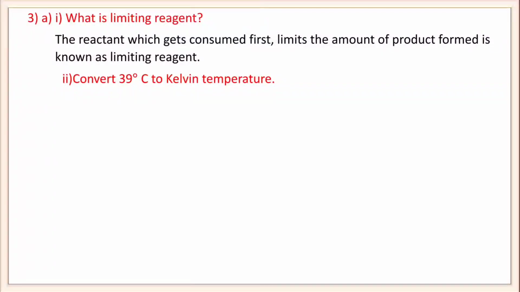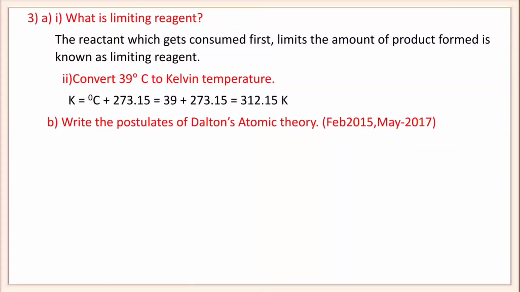Convert 39 degrees Celsius to Kelvin. You know, whatever degree Celsius is given, you have to add 273.15. You know the formula, Kelvin is equal to degree Celsius plus 273.15. So how much degree Celsius is given? 39 plus 273.15, you will get 312.15 Kelvin.